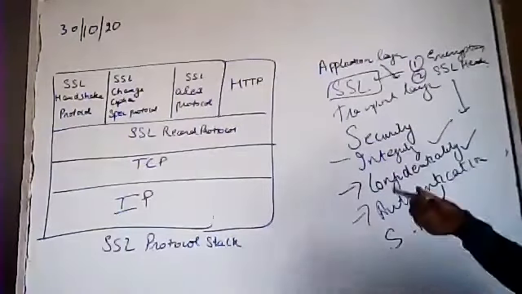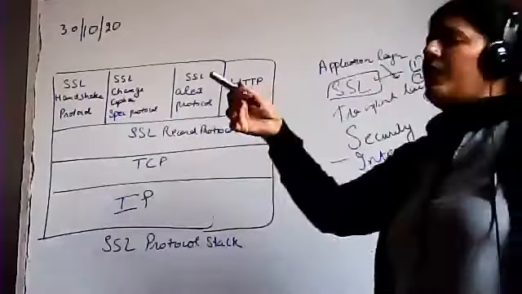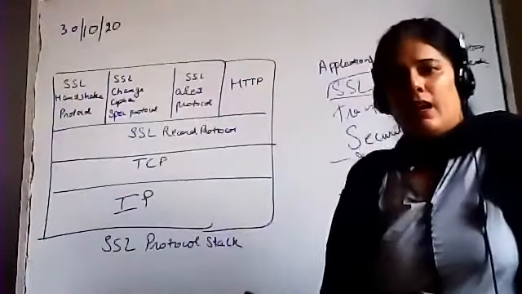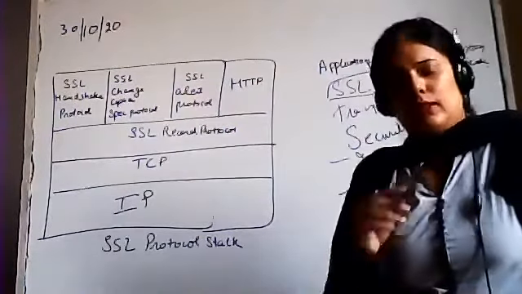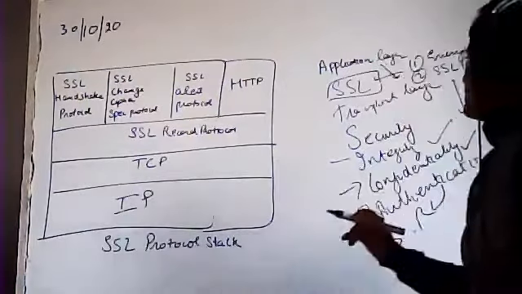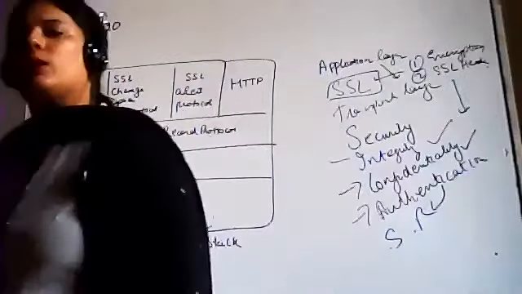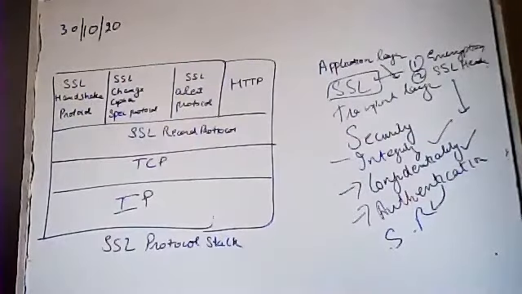And what will happen at the receiver end? At the receiver end, first the SSL header will be removed, and after that it will decrypt all that data, in order to regain the original data. Okay, so this is the functioning of the SSL layer.